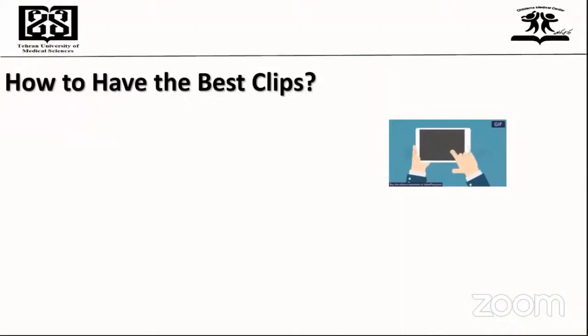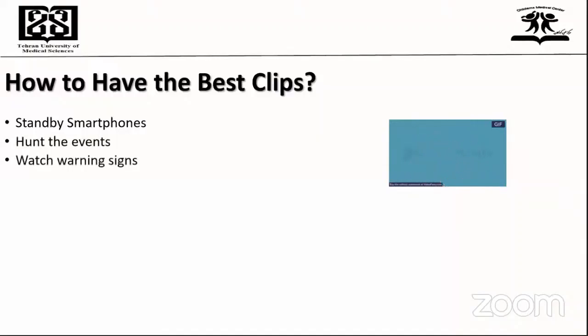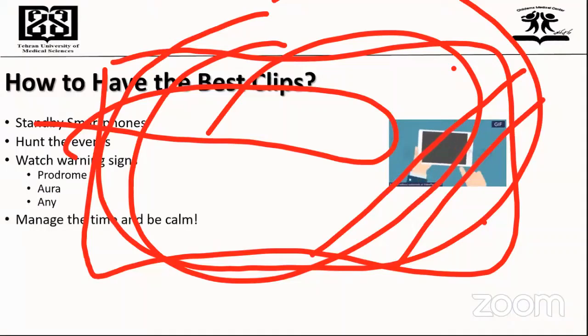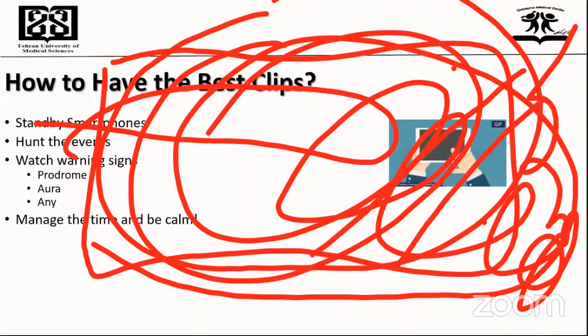It's very important because you should teach the parents how they can provide a useful clip from the paroxysmal events of their children. It's very important to have a standby smartphone always ready to hunt the events, and also watch for warning signs such as prodromal signs before the seizures or any paroxysmal event. Also, aura is very important because it's a type of seizure, a sensory type of seizure. And also it's very important to manage the time and to be calm to have a useful video for diagnosis and also management of these events.